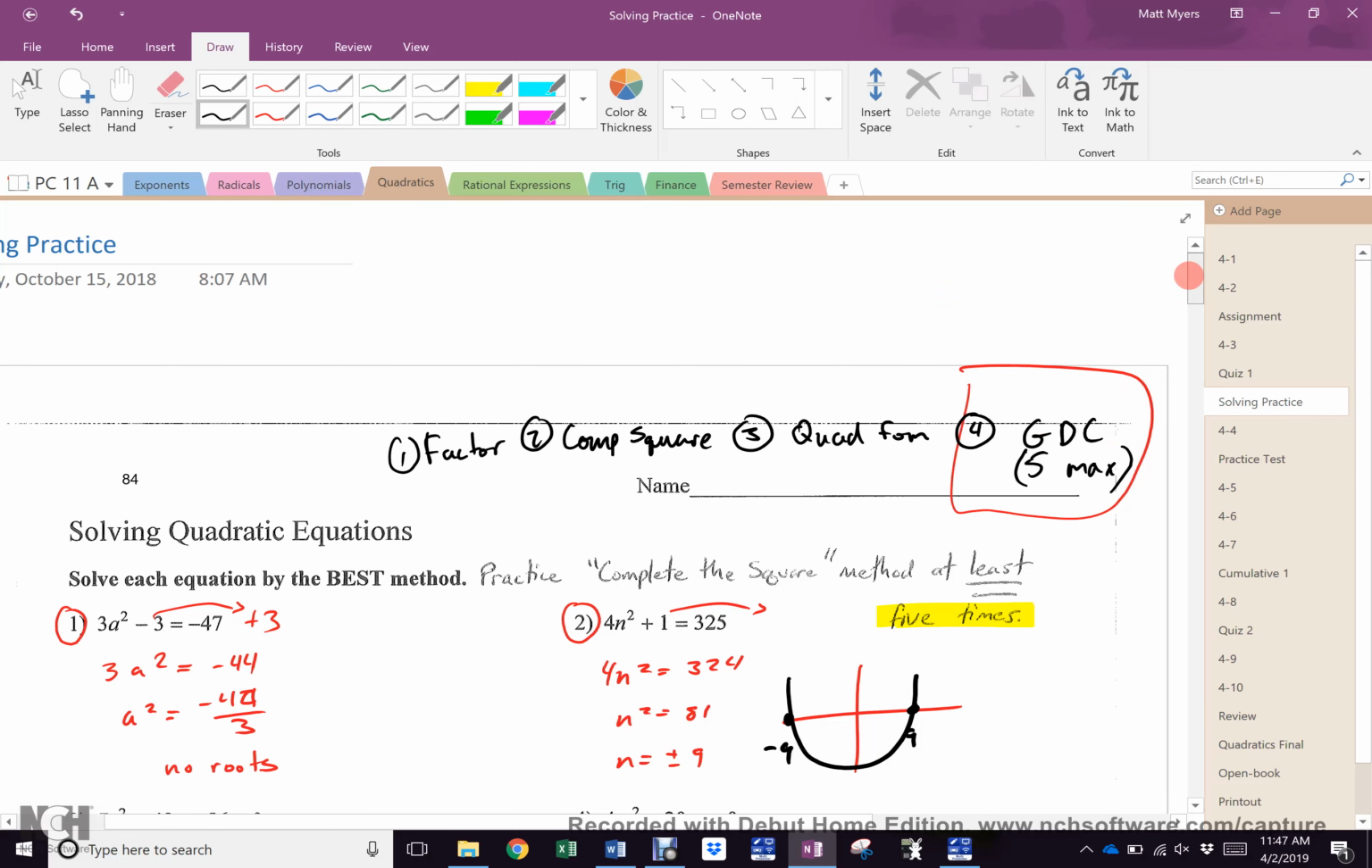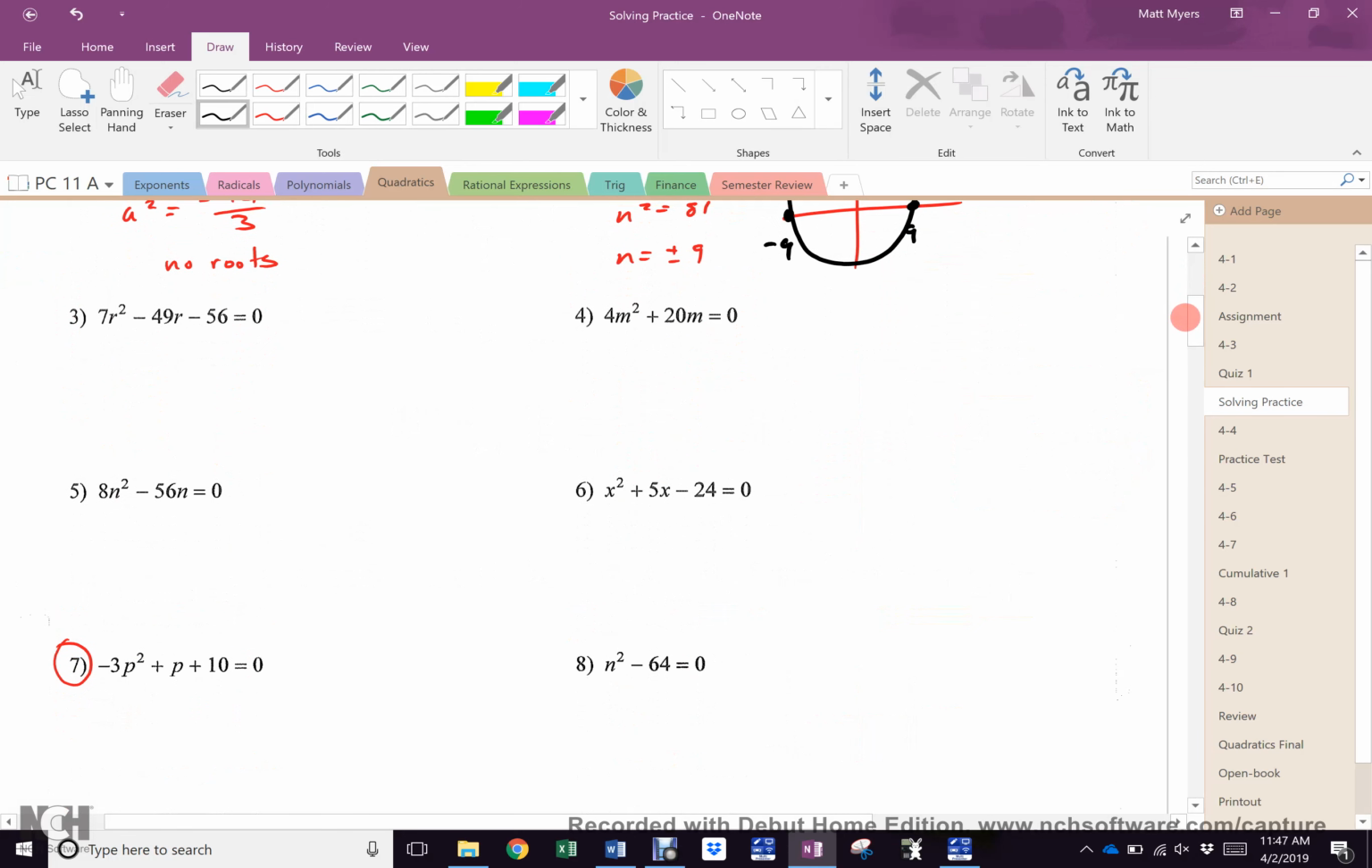So there's a couple of just easy algebra ones. I said I would do 7 next. 7, we don't like this negative, so I'm going to divide by -1 and get 3p squared minus p minus 10 equals 0. I don't want to complete the square because I got a number out front, and that's an odd number. So I'm going to check for factoring.